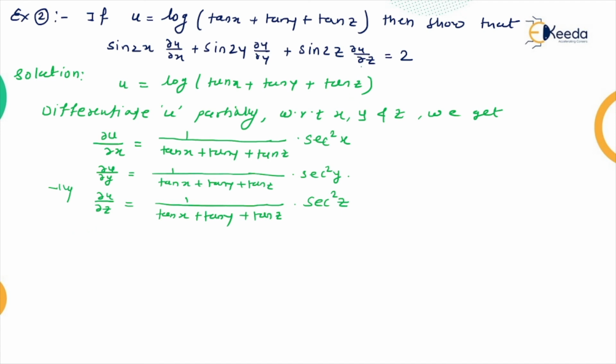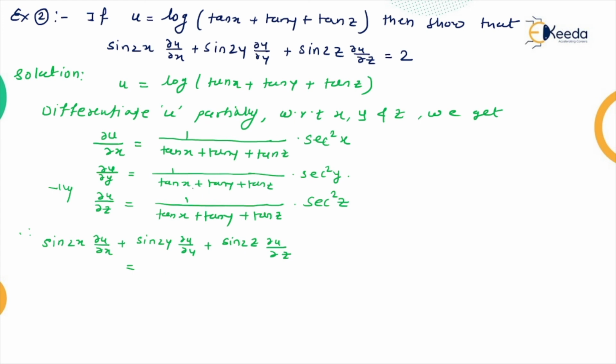Now let me consider the LHS of what we have to prove. So sin 2x into ∂u/∂x plus sin 2y into ∂u/∂y plus sin 2z into ∂u/∂z, it becomes what? Taking the values, I am writing it now here.